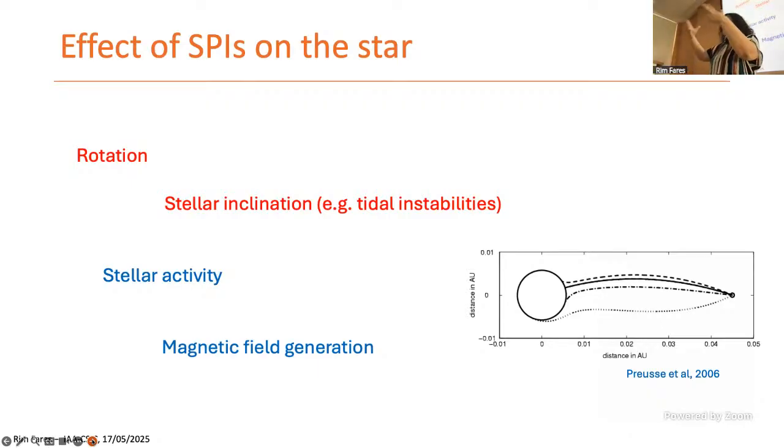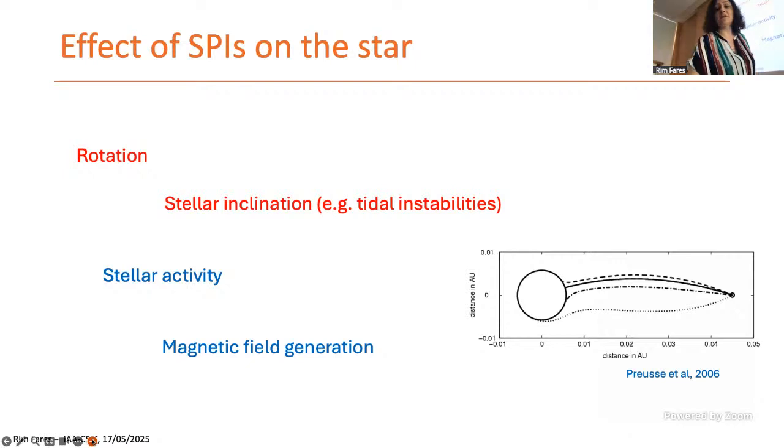And so this will affect the activity, maybe additional flaring or additional activity on the surface of the star. They could affect the stellar inclination through what we call tidal instabilities. And of course, they might affect the generation of the magnetic field of the star. So the point is, if we are thinking about these star-planet interactions, whether from the planetary point of view or the stellar point of view, the magnetic field and activity is a main thing. So you would want really to study it.